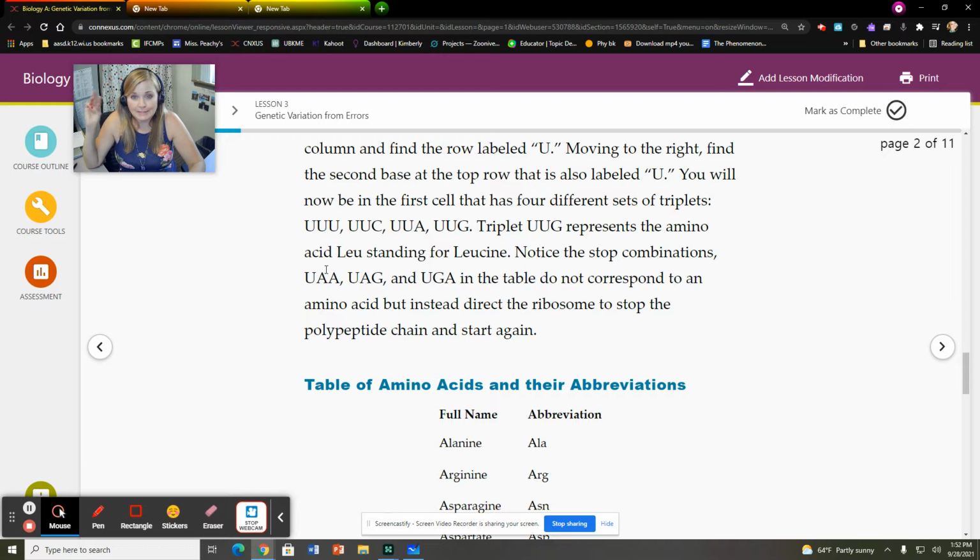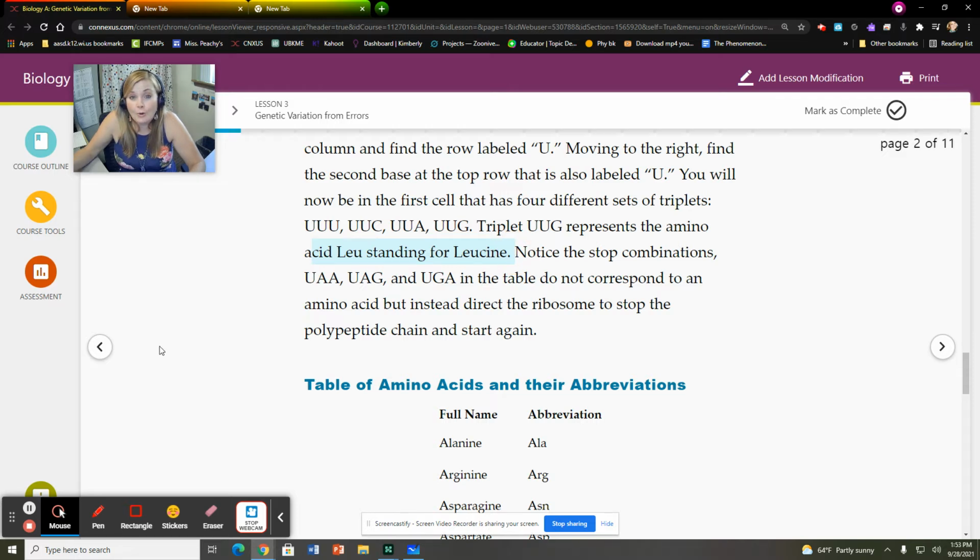Each 3-base sequence we call a codon. So one codon at a time is read. And each codon codes, that's where the word comes from, for an amino acid. So UUU will code for a different amino acid. It says here the UUG represents the amino acid leucine, right?